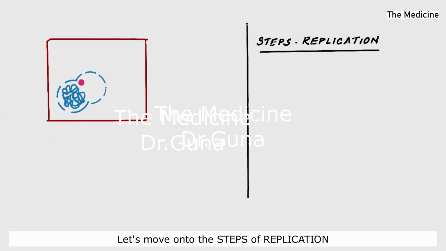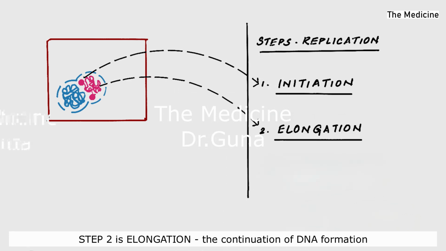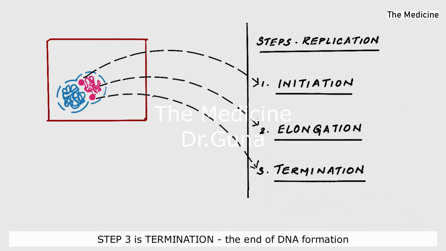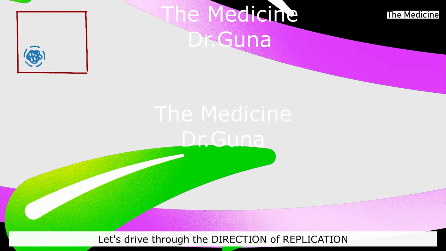Let's move on to the steps of replication. Step 1 is initiation, the beginning of DNA formation. Step 2 is elongation, the continuation of DNA formation. Step 3 is termination, the end of DNA formation. Additional step 4 is post-replication modifications that happen thereafter.